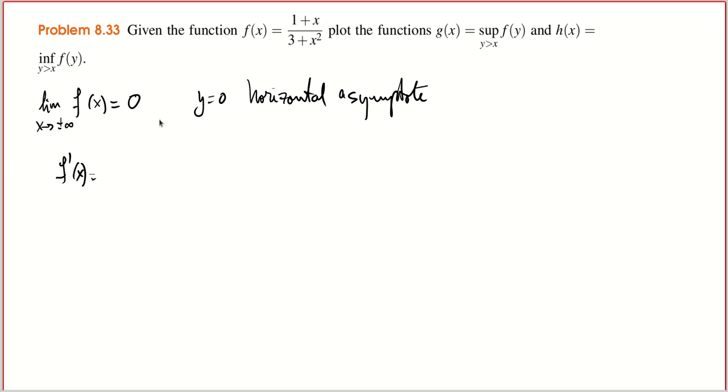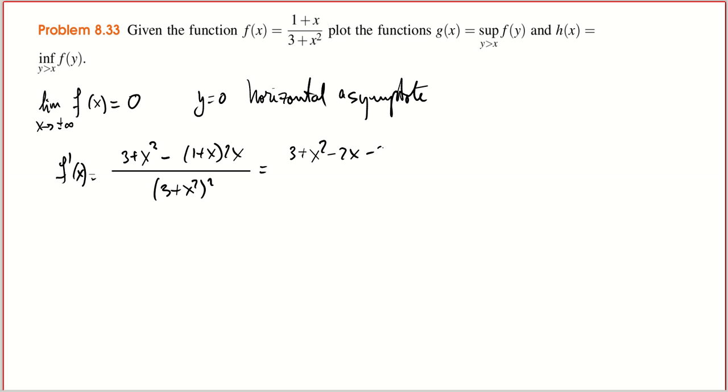This is a quotient, so that's 3 plus x squared minus 1 plus x times 2x, divided by 3 plus x squared, all squared, and that is 3 plus x squared minus 2x squared, divided by 3 plus x squared, squared. So the numerator is 3 minus 2x minus x squared, right? So x squared here minus 2x squared there. So we have this, and this is divided by 3 plus x squared squared.